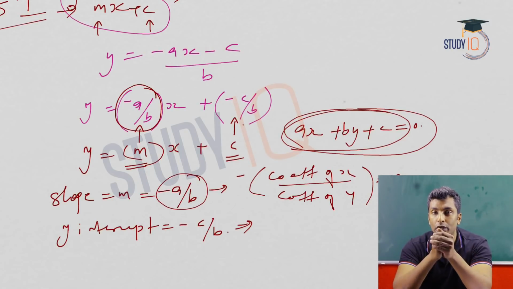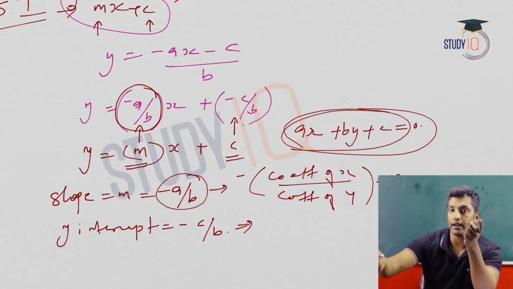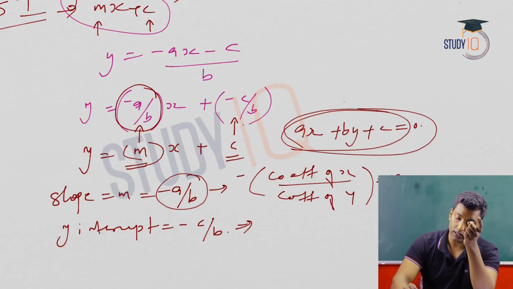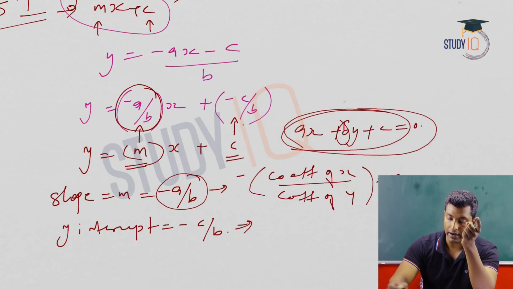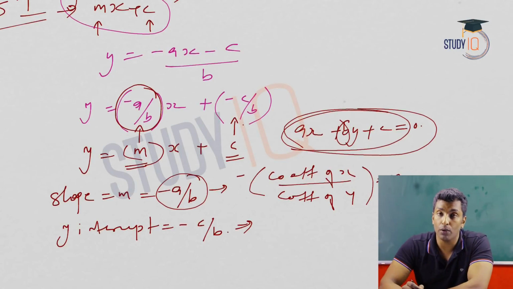In fact, two ways I told you already. Put x is equal to 0, see what you're getting, that is your y-intercept. Or take c to the right hand side. So this will become minus c, then divide by b, then you will get y equal to minus c by b, and that will come as the denominator, right? So minus c by b.